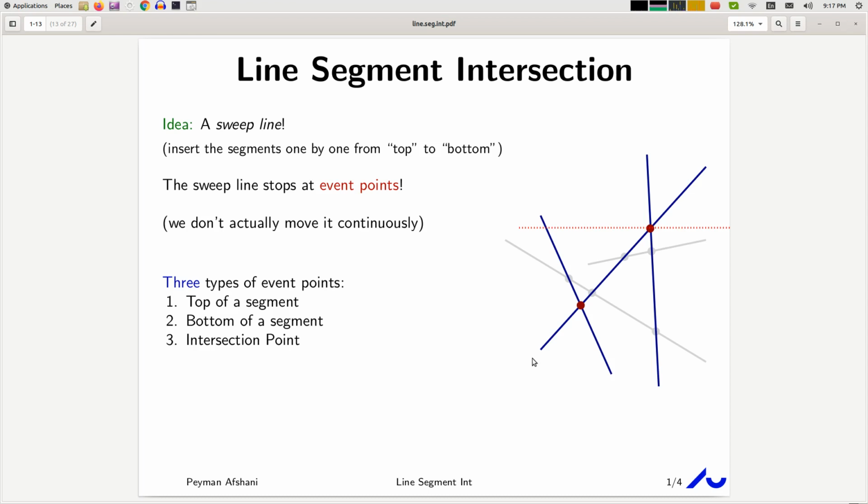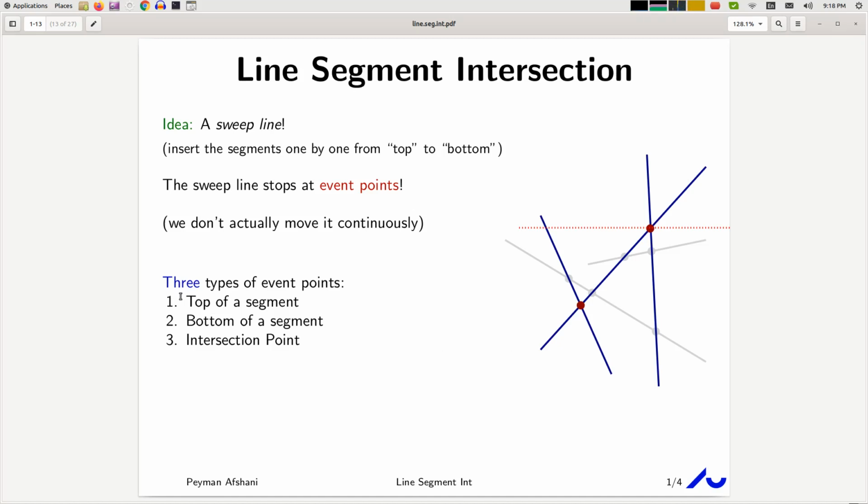We now talk about the event points in this algorithm. So here we can identify three types of event points. The first two types of event points are kind of intuitive and obvious. The third one could be obvious, but maybe for some people it could be a bit unintuitive.